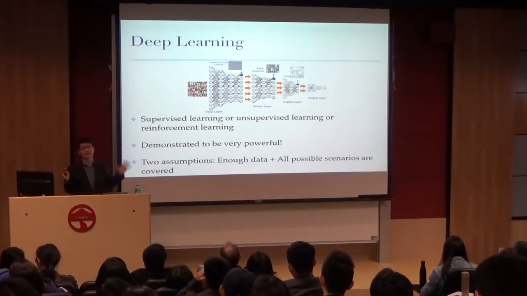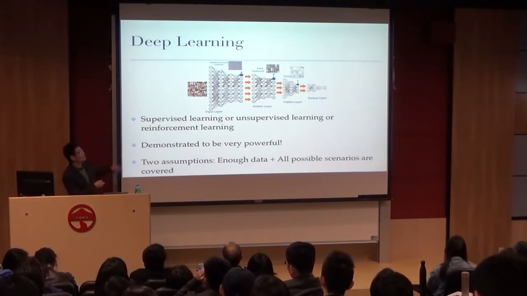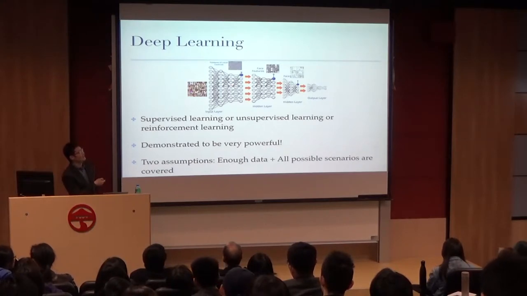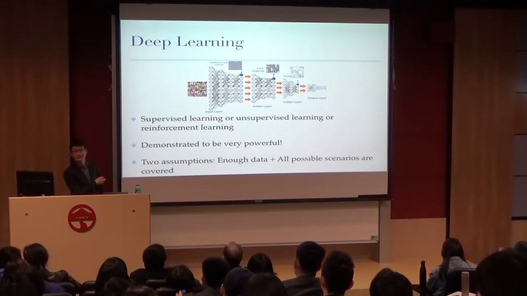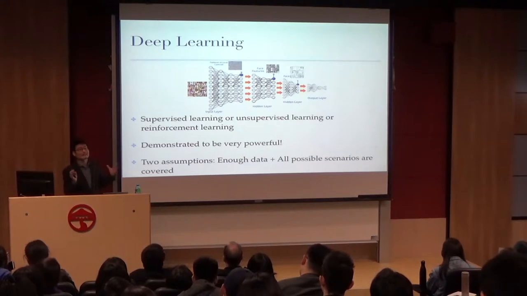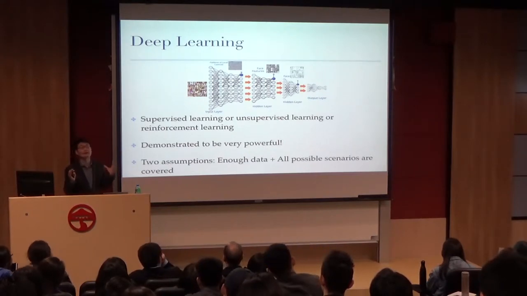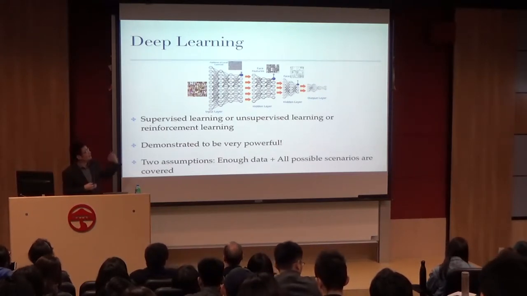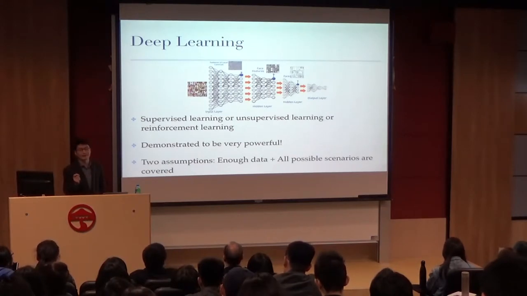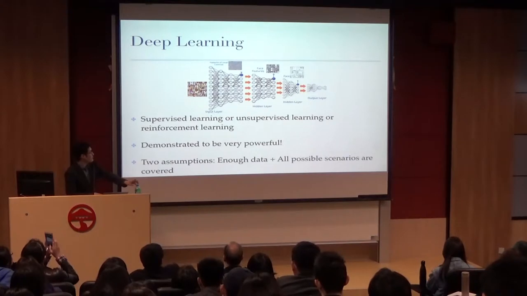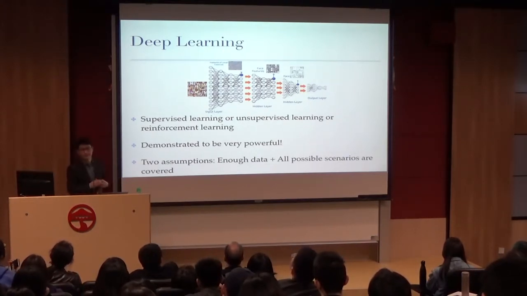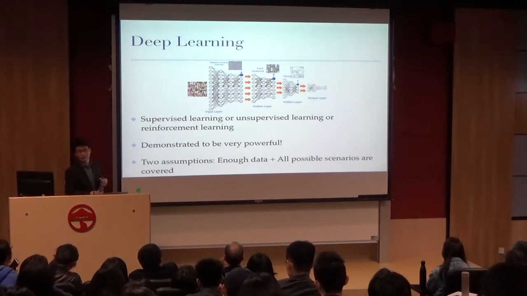First of all, you should have a lot of data. Why? Because you have so many things to learn. You have such a complex network structure. You want to learn something, then you have to make use of a lot of data. Without a lot of data, you are going to end up with overfitting. You can only explain what you see. You cannot generalize. And also, you assume that all possible scenarios are covered. That's why you can make very good predictions.